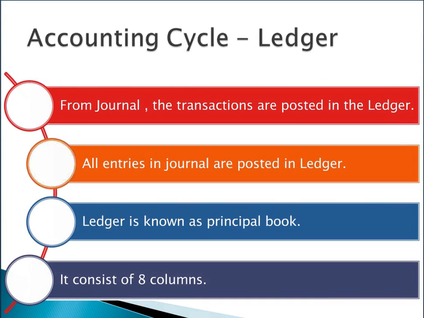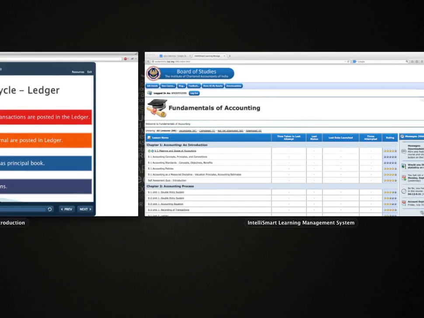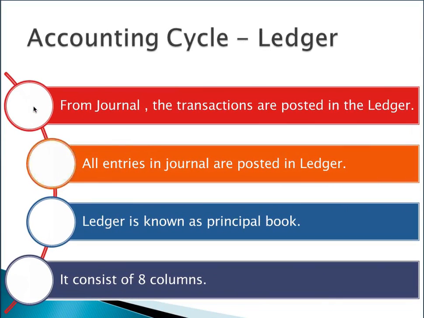So from the journal, the transactions are posted in the ledger. This was also asked in CPT. What is the name of the movement of a transaction from journal to ledger? It is called posting. Then all entries in the journal are posted in the ledger. The ledger is known as the principal book.